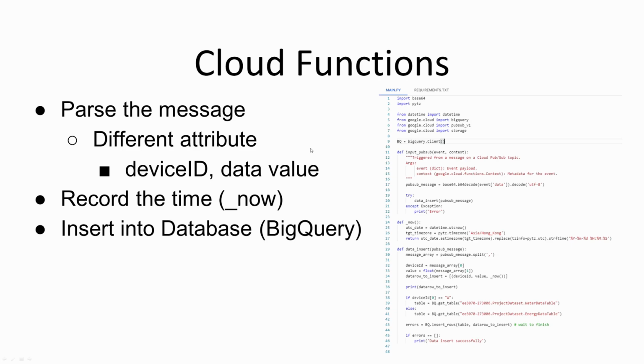And here is my Python program of the cloud function. In this part, the message will be split into 2 parts as different attributes for the database. One is the device ID, and one is the data value. Also, my function will record the time, and the time will also be sent into the database as well.